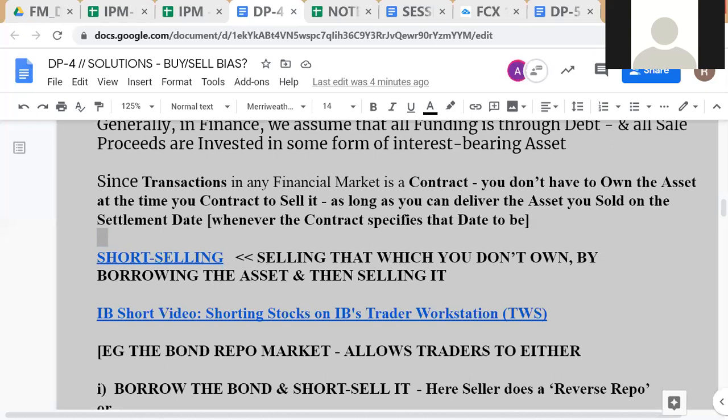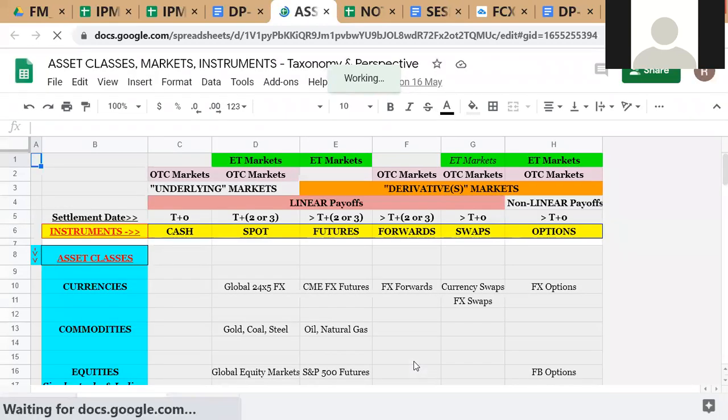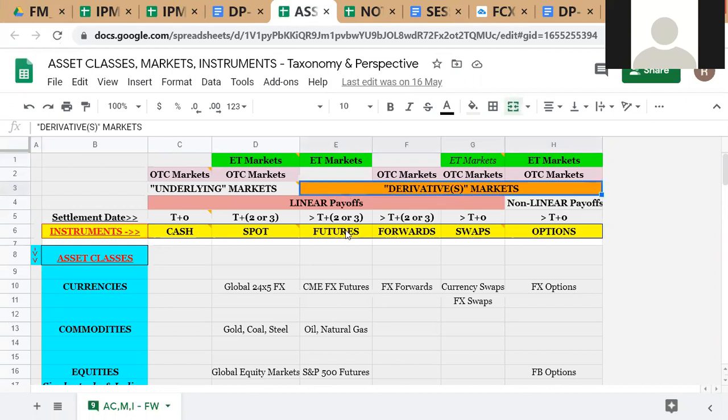No, derivatives, we are coming to later, but essentially I'll just tell you, if we go back to our framework of asset classes, markets and instruments. See, a derivative is a type of instrument, okay? You have to understand the difference between a transaction and an instrument. A transaction is a contract to exchange assets in a financial market, and one of those assets may be a derivative contract, okay? So in this framework, as you can see, we have 4 types of derivatives: futures, forwards, swaps, and options.